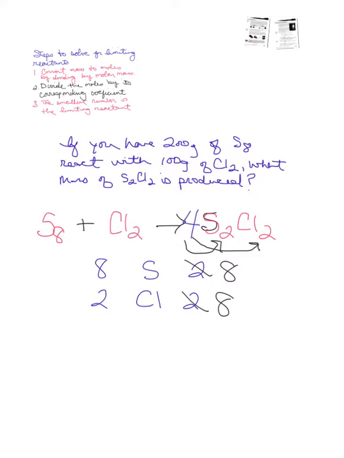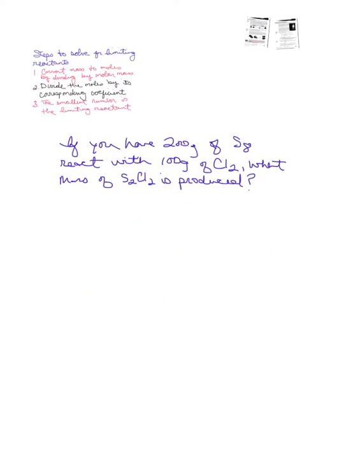So I need to go back to my reactant side and get that balanced. And I'm going to ask myself, how many times will 2 go into 8? Again, 2 goes into 8 4 times. And so 4 is my coefficient. So now I have my 8 chlorine on both sides. I have my 8 sulfur on both sides, and we are good to go.